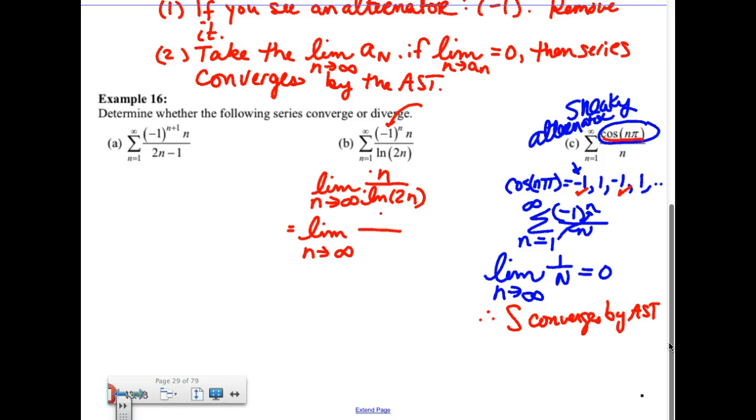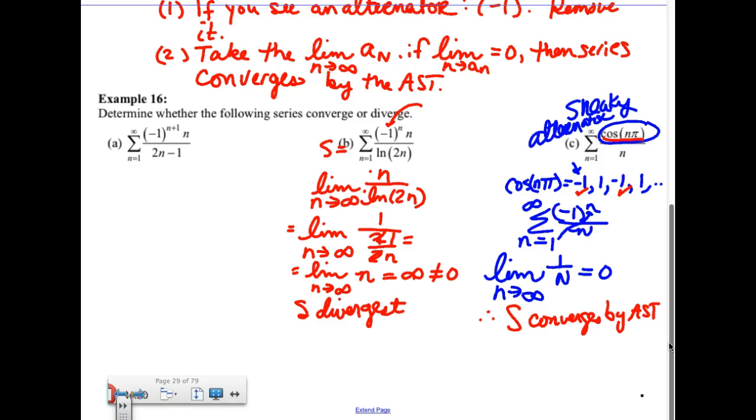The derivative of n with respect to n is 1. The derivative of natural log would be 1 over 2n times the derivative of the guts, boom, boom, boom, which equals n. So really, I'm taking the limit as n approaches infinity of n. This equals infinity. It does not equal 0. So what I know is S diverges, but not by the alternating series test. The alternating series test is a one-way test for convergence only. This diverges by the nth term test.